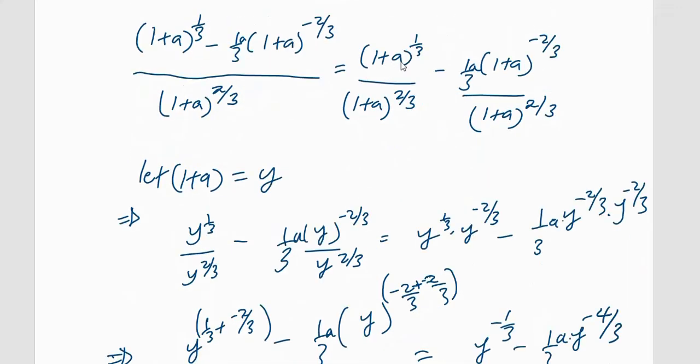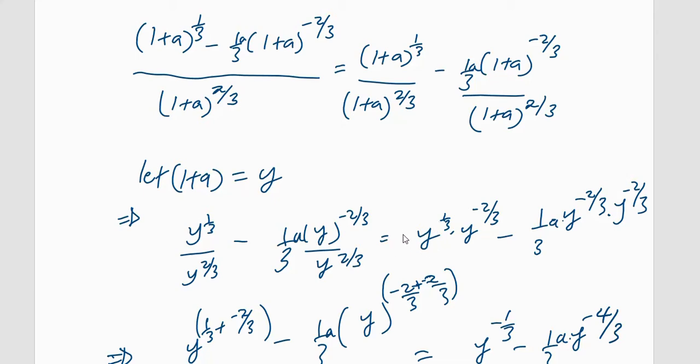Now, I have looked at 1 plus a, both in the numerator and the denominator, and I see it is common. So I can say, let 1 plus a equal to y, just any unknown, to simplify matters. So that I will remain with y to power 1/3 divided by y to power 2/3, minus 1/3 a of y to power negative 2/3, divided by y to power 2/3.